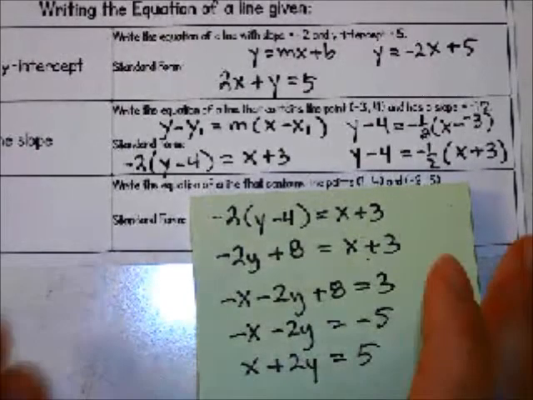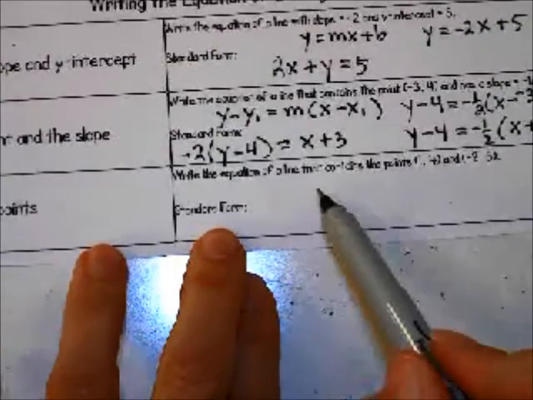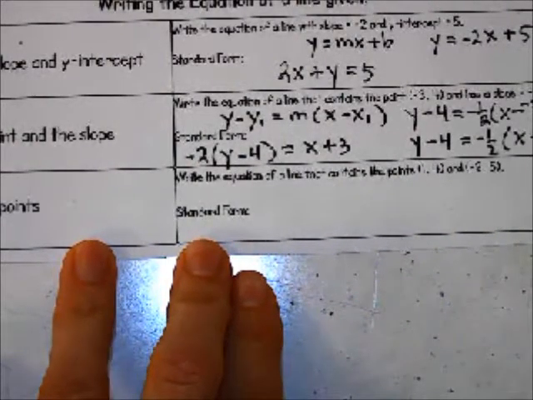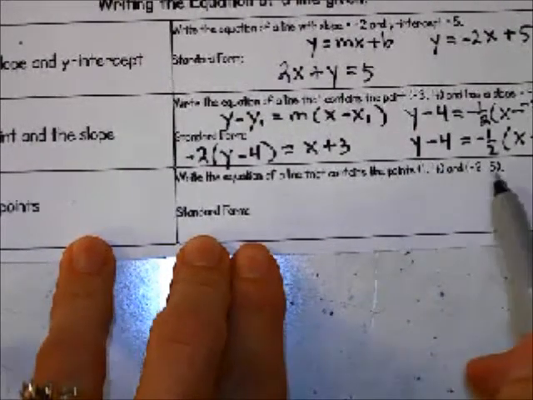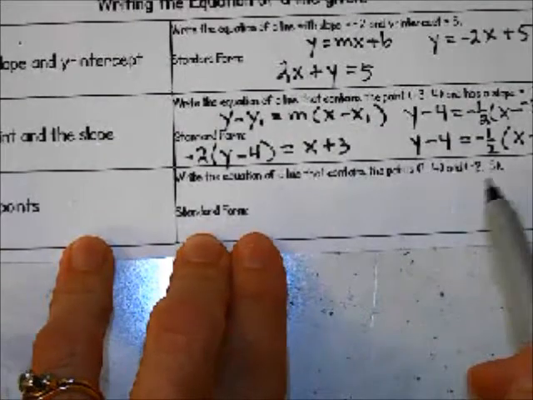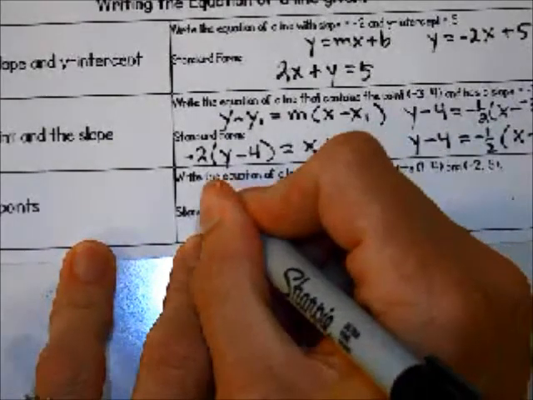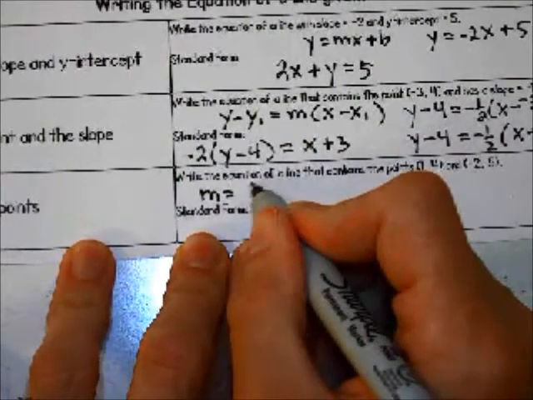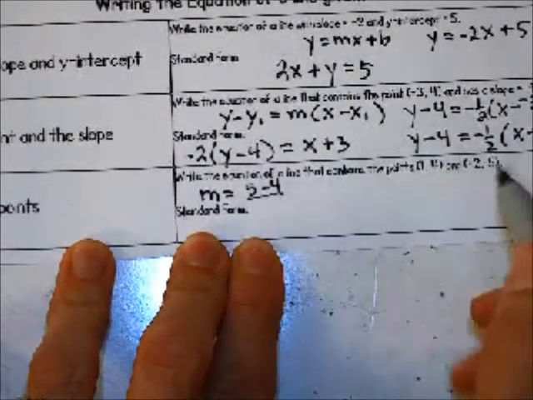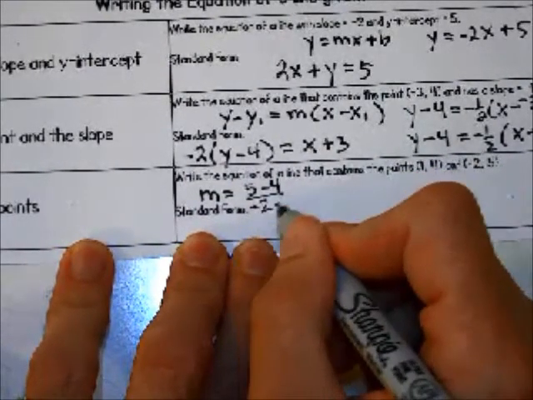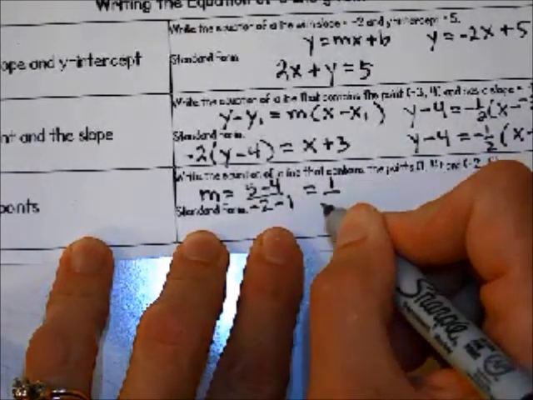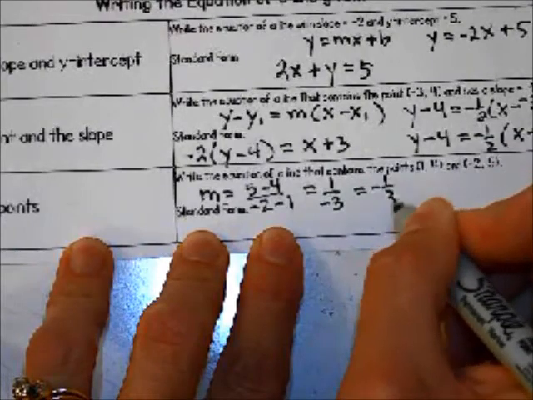And then the last one is 2 points. So if I want to write the equation of the line containing 2 given points, of course first you're going to need to find the slope of the line. So you use the slope formula, y2 minus y1 over x2 minus x1. So I'm going to have 1 over negative 3, or negative 1/3.